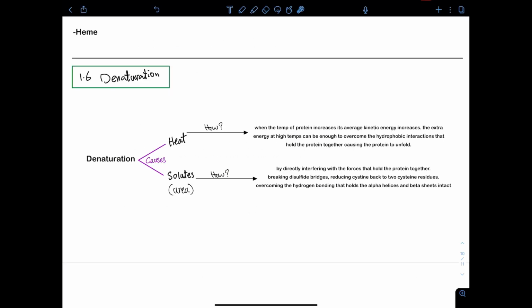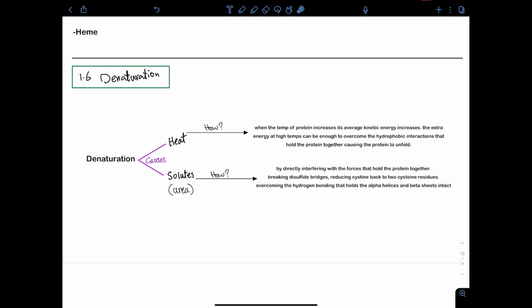Section 6 talks about denaturation. What causes denaturation of proteins are heat and solutes. So how can heat denature a protein? When the temperature of a protein increases, its average kinetic energy increases. And that extra energy at high temperatures is enough to overcome the hydrophobic interactions that hold the protein together.